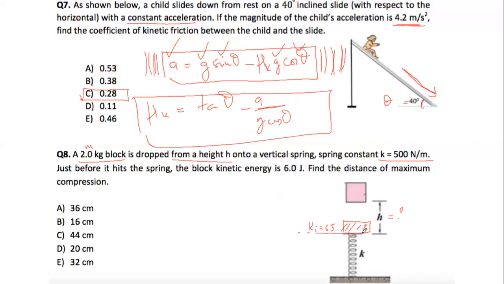So this is my initial state. My final state is now my block is compressed, I mean, my spring is compressed, maximum compression. And at maximum compression, the V final is 0. So this is my final state. Now I'm asking you, what is this distance of maximum compression? What is X? I want a distance, so it should be positive because it's a distance.